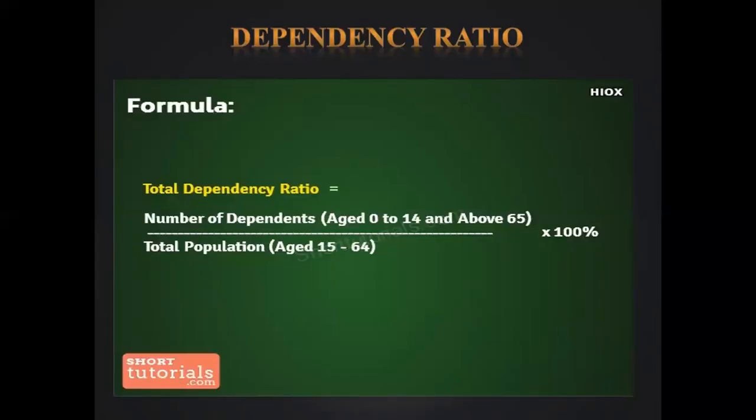Dear cadets, now the formula of dependency ratio. The total dependency ratio equals the number of dependents, that is aged 0 to 14 and above 65, divided by total population, that is aged 15 to 64, into 100.